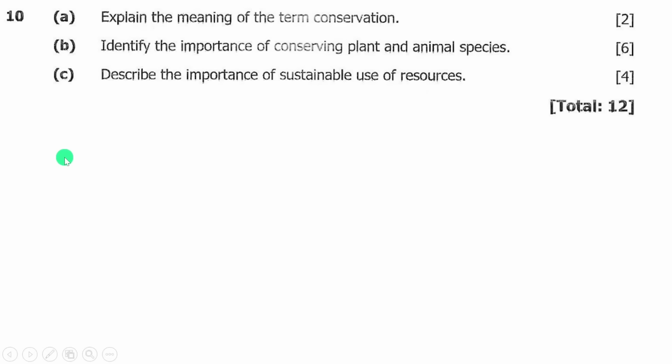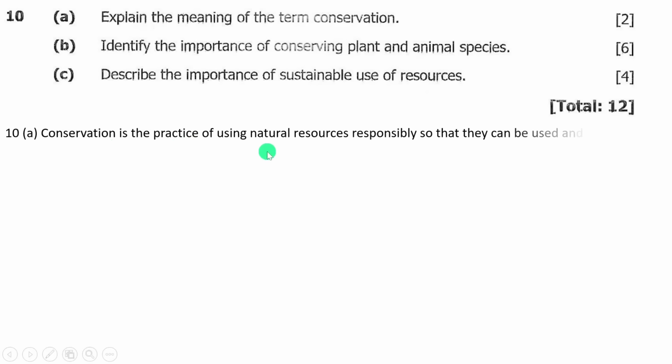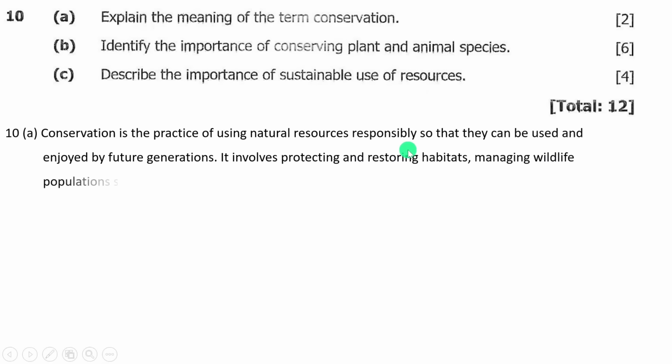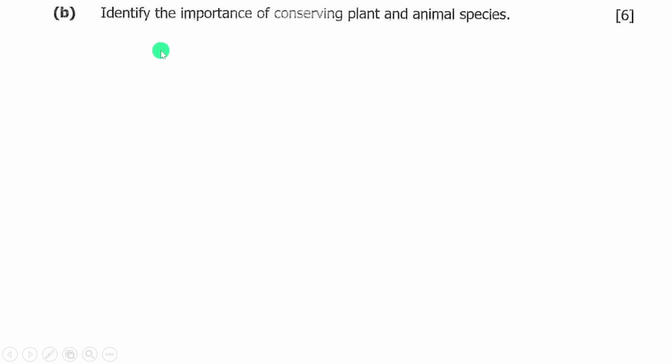All right, so here we are going to say conservation is the practice of using natural resources responsibly so that they can be used and enjoyed by future generations. It involves protecting and restoring habitats and managing wildlife populations sustainably and reducing our consumption of resources. Yeah, so that is conservation. Then we move to part B. It says identify the importance of conserving plants and animals.